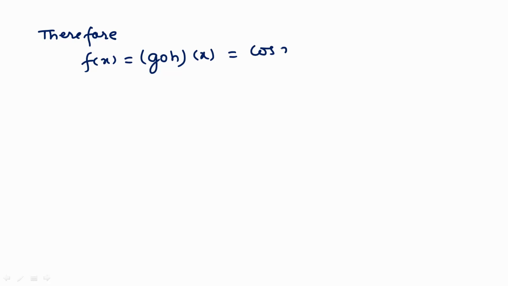It is known that for real valued functions g and h such that g of h is defined at c, if h is continuous at c and if g is continuous at h(c), then g of h is continuous at c. Therefore f(x) is equal to g of h(x) is equal to cos x square is a continuous function.